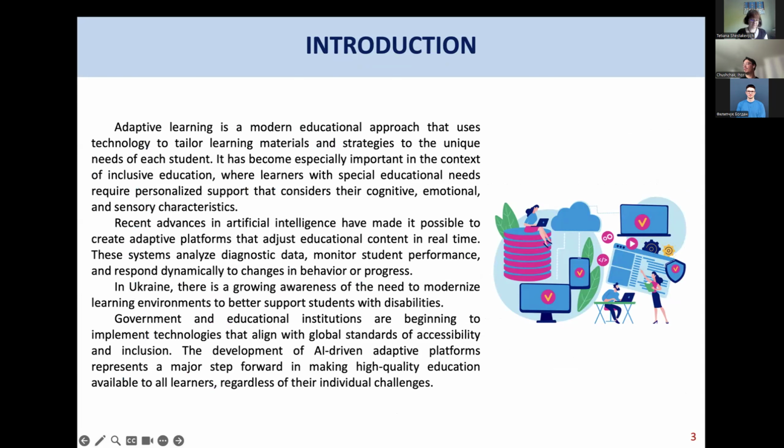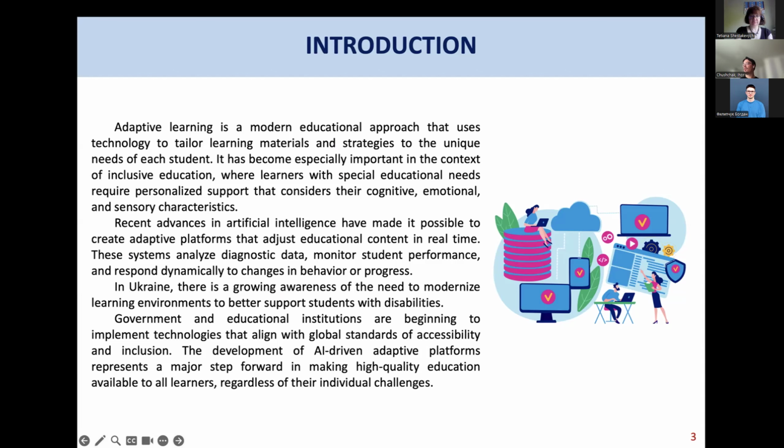Thanks to recent advancements in artificial intelligence, it is now possible to design adaptive platforms capable of dynamically adjusting educational content in real time. These intelligent systems analyze diagnostic data, track students' performance, and respond to behavioral changes, ensuring that learning pathways remain relevant and effective.